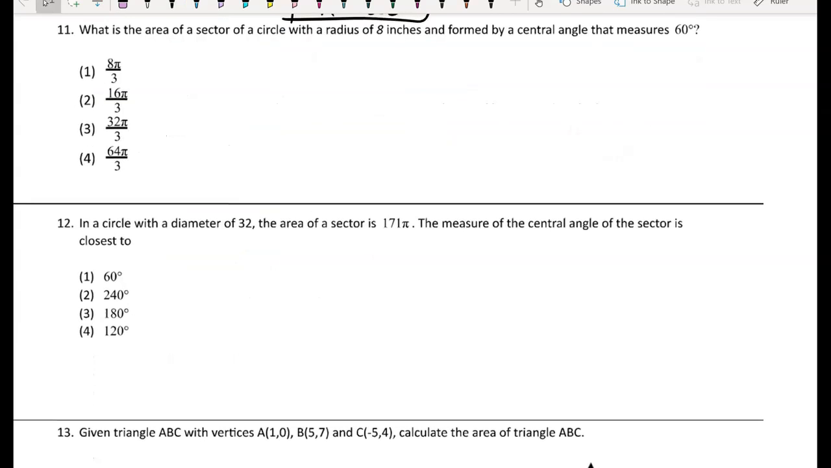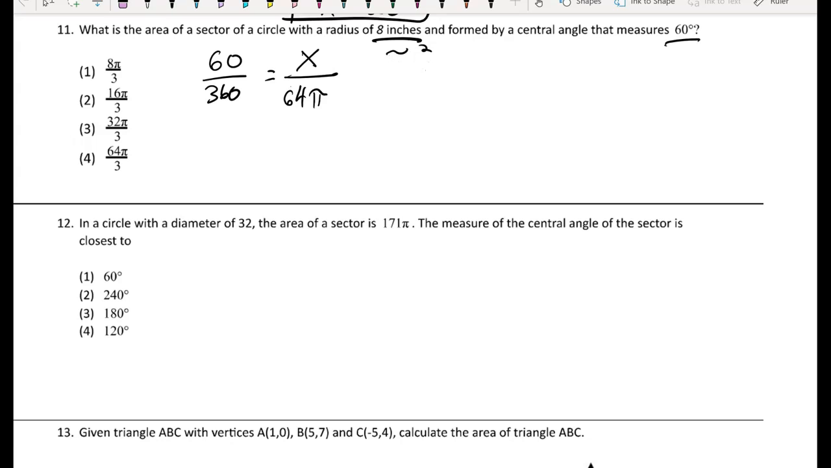Number 11. What is the area of a sector of a circle with a radius of 8 inches formed by a central angle that measures 60 degrees? Well, remember it's central angle over 360 equals the area of the sector over the full area of my circle, which remember is just pi r squared. Or in this case, it's pi times 8 squared, and 8 squared is 64.